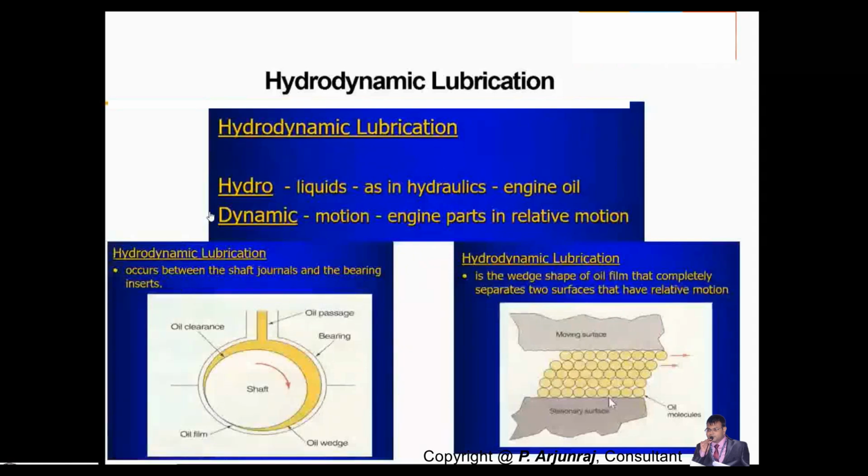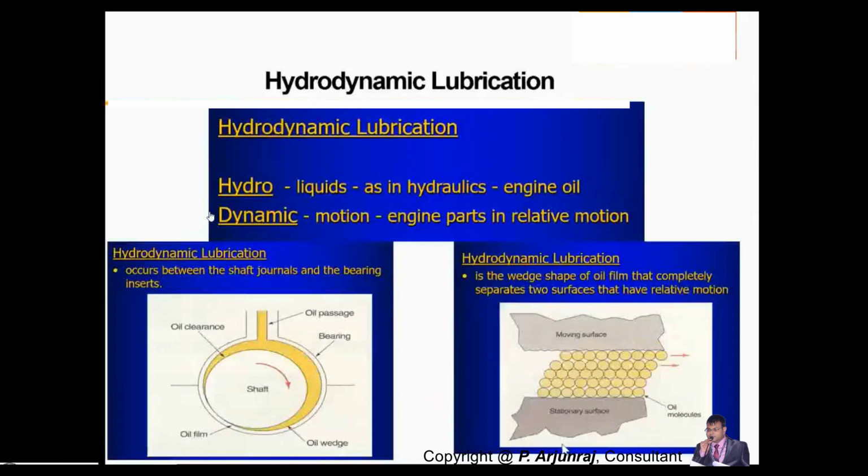I told you, you need to have some oil film thickness. It is the oil molecules between the moving surface and the stationary surface. So you should always have some kind of oil film thickness. The lesser the thickness, the more friction there is going to be. You cannot avoid that. So the higher the thickness is always good.